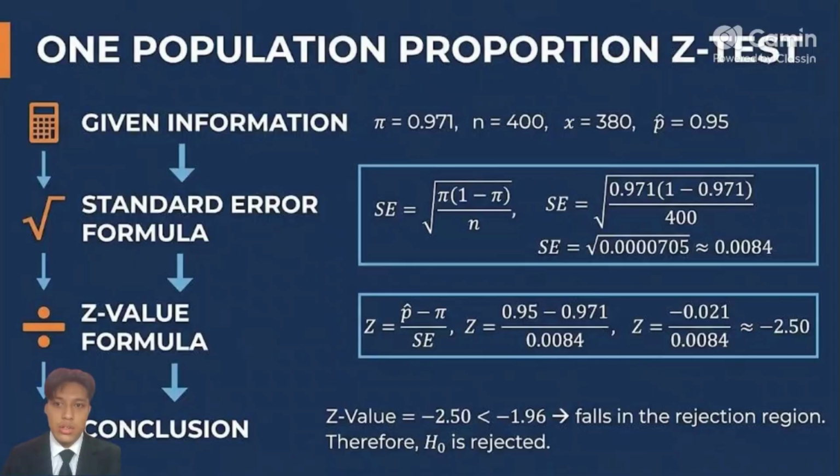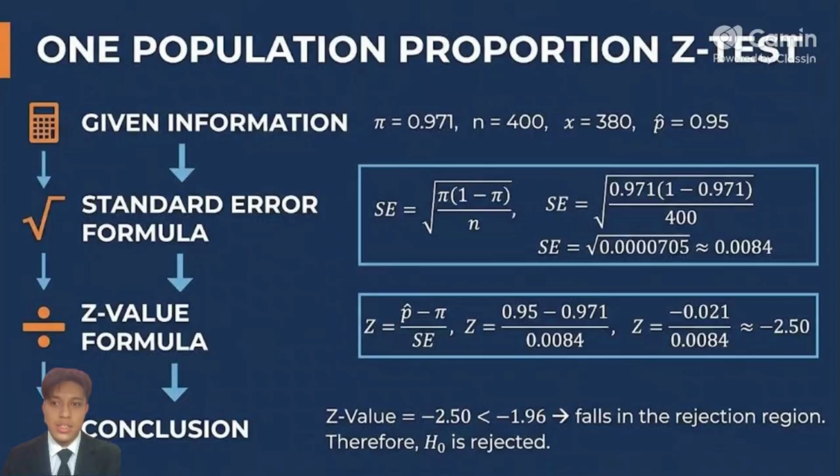The first step is to calculate the standard error. Using the formula, standard error is the square root of population proportion multiplied by 1 minus population proportion, divided by sample size. By substituting the given values, we get the square root of 0.971 multiplied by 1 minus 0.971, divided by 400, and the result is 0.0000705.